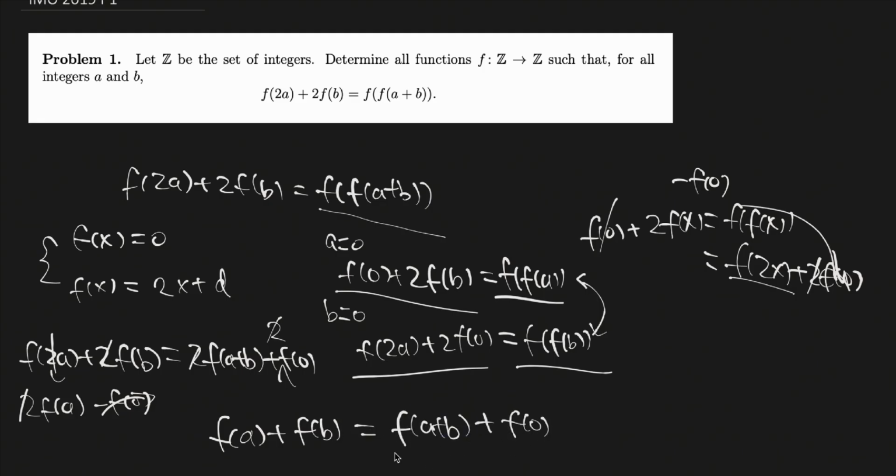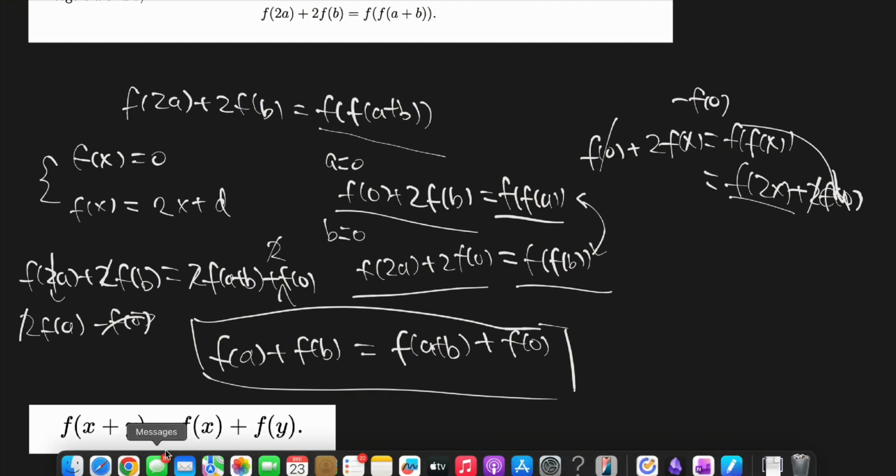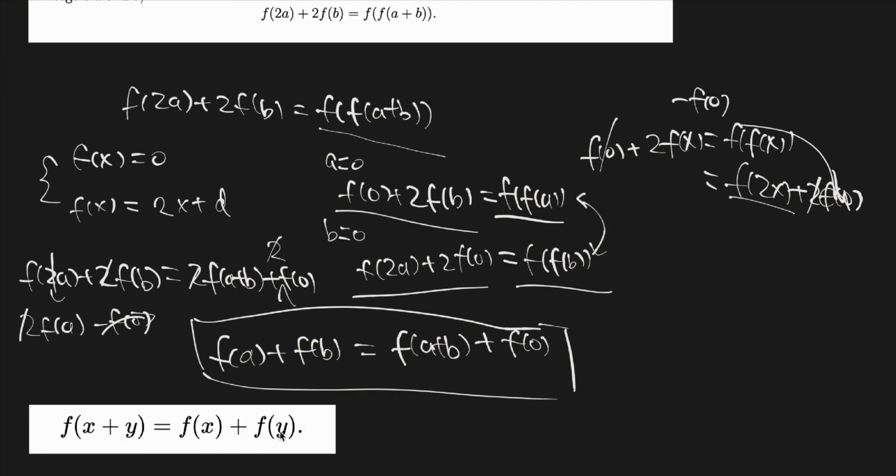So some of you that are more familiar with functional equations might recognize that this looks really similar to Cauchy's functional equation, which is this. So with Cauchy's functional equation, if the domain and codomain are rational numbers or integers equivalently, then we have that the only solution to this equation is f(x) = cx.